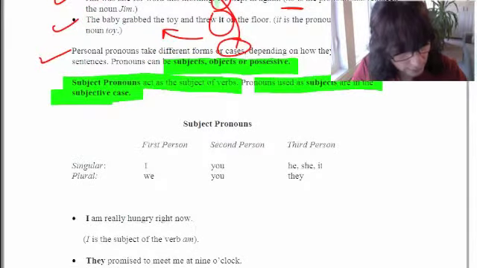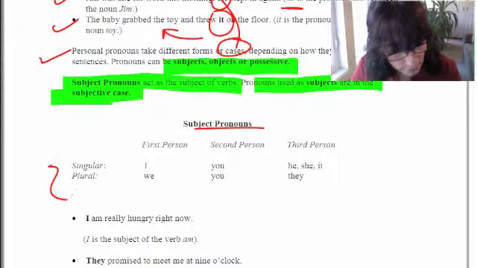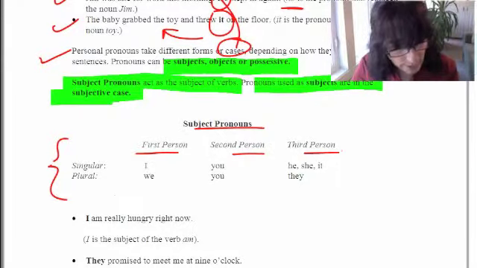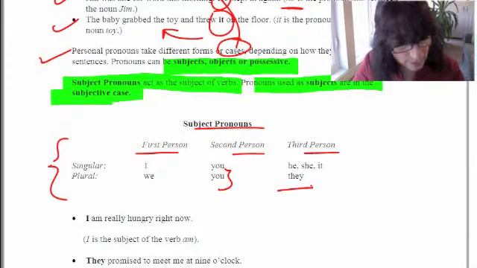So take a look at this chart here. Subject pronouns, we've got singular and plural. And you've got the first person, the second person, and the third person pronouns. The singular first person is I, the plural is we. In subjective pronouns, second person, singular you, plural is you. It stays the same. And the third person in subject pronouns, singular is he, she, it, and the plural of he, she, it would be they.